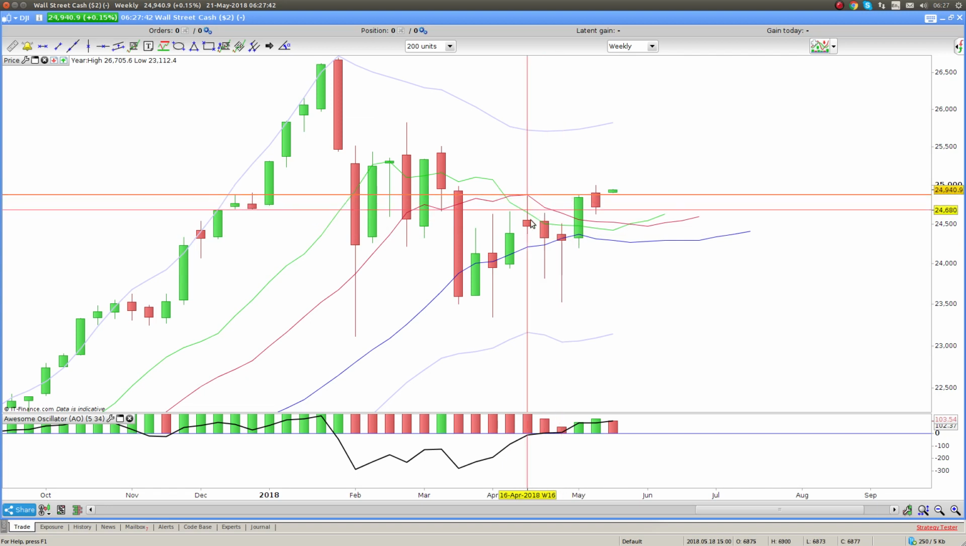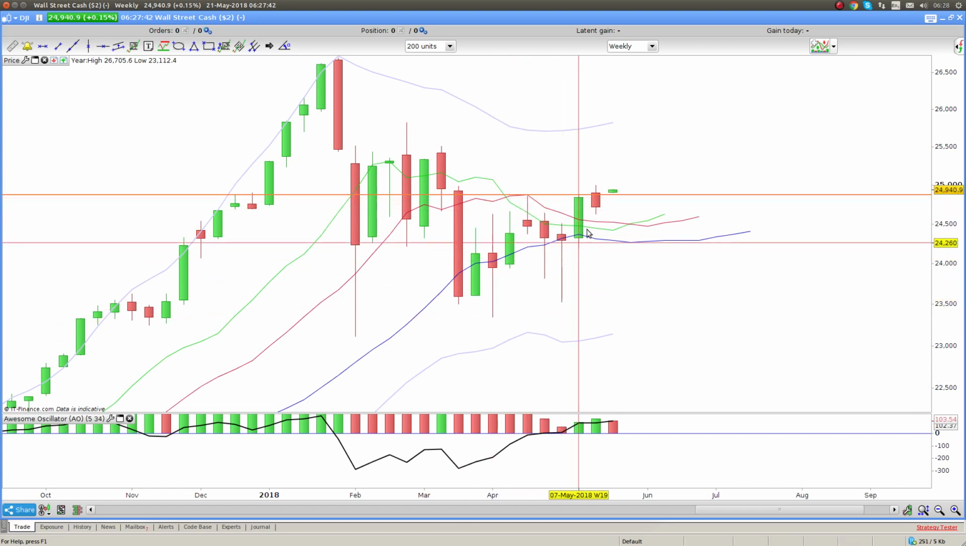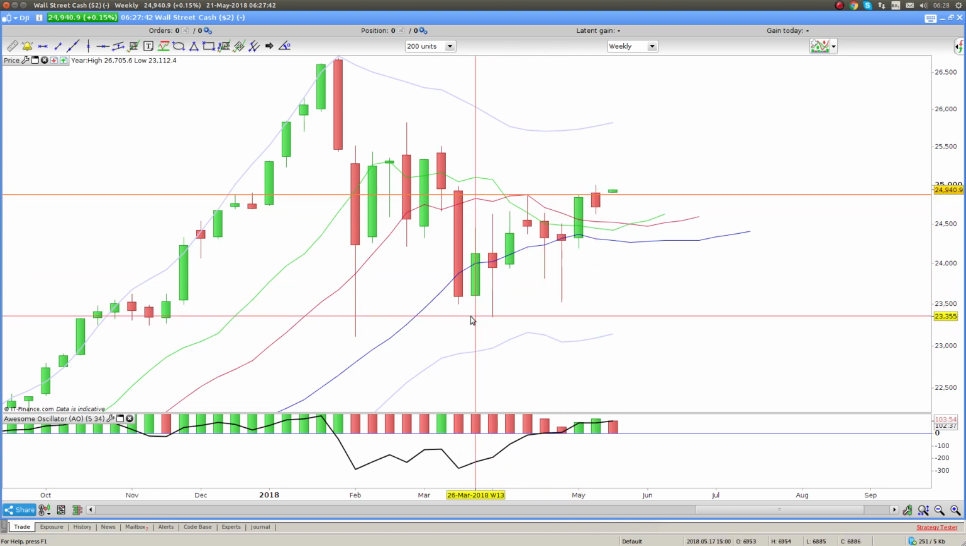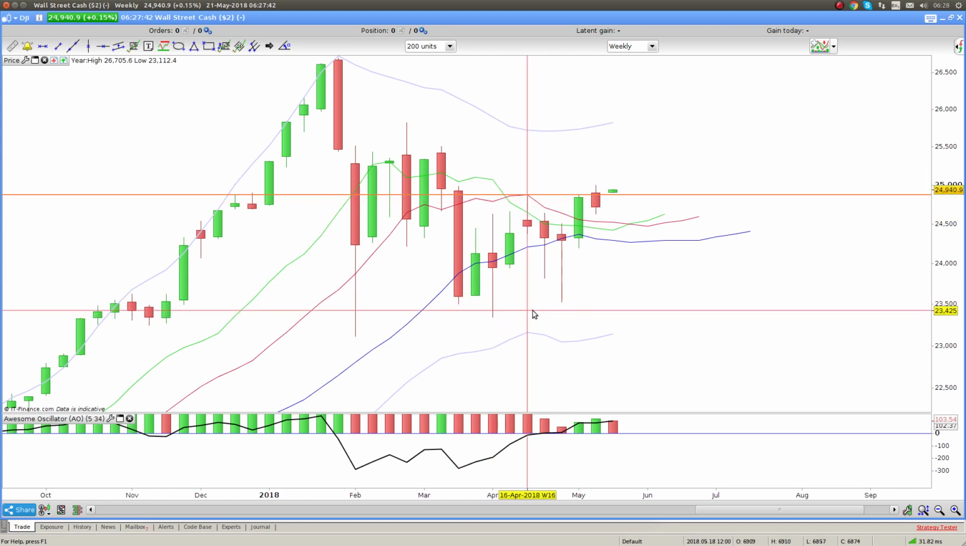Okay, so the first level is this top here. Now this is basically a W. It could be seen as a W reversal. It could be seen as a double bottom. It's a reversal pattern. It could also be seen as a range. A break above that level there gives us a target, and I'm just going to block it for you.